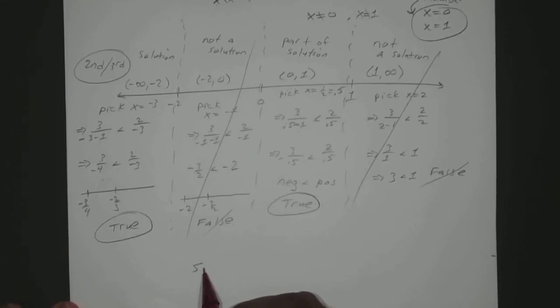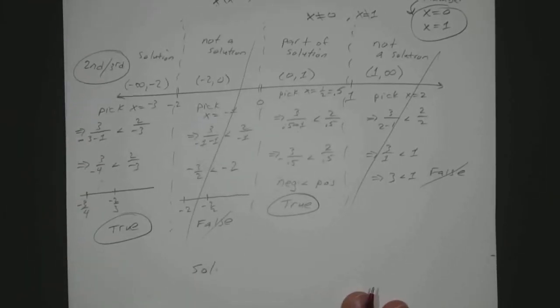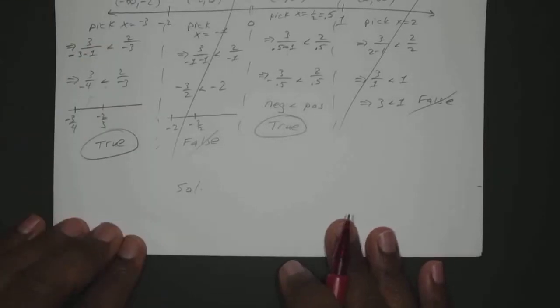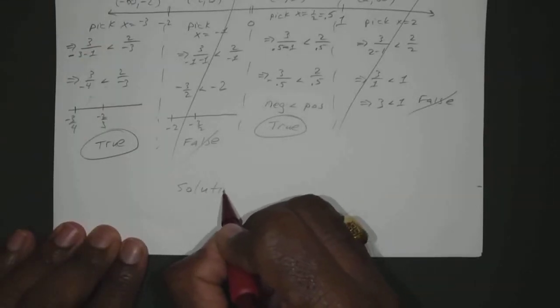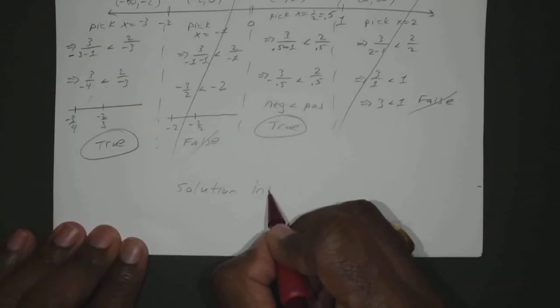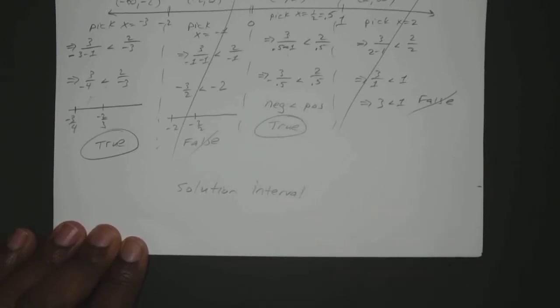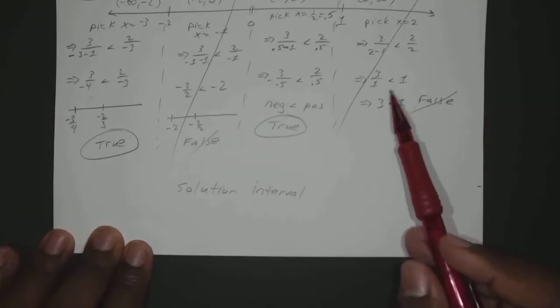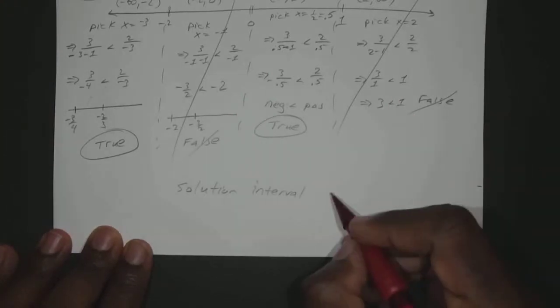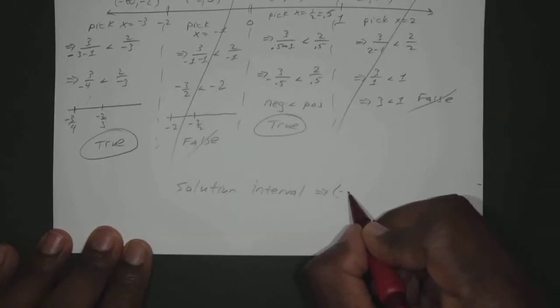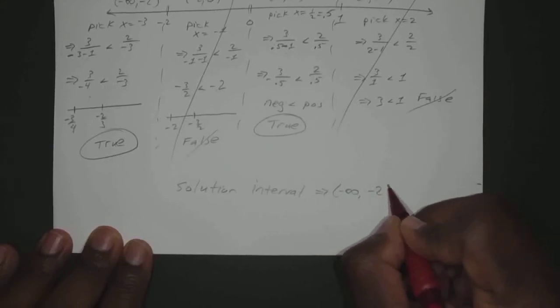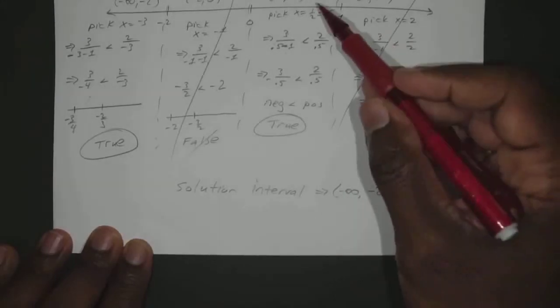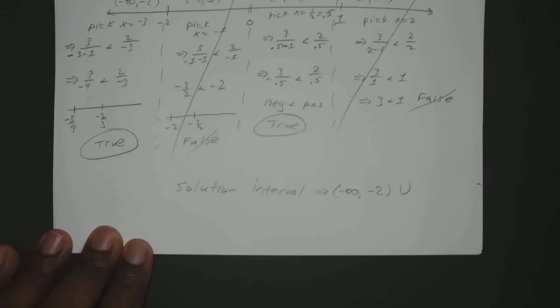That means our solution interval, bring that up a little. Here we go. Will be from negative infinity to negative 2. And remember, we're only using less than, so we're going to have parentheses. Negative infinity to negative 2. Or from 0 to 1.